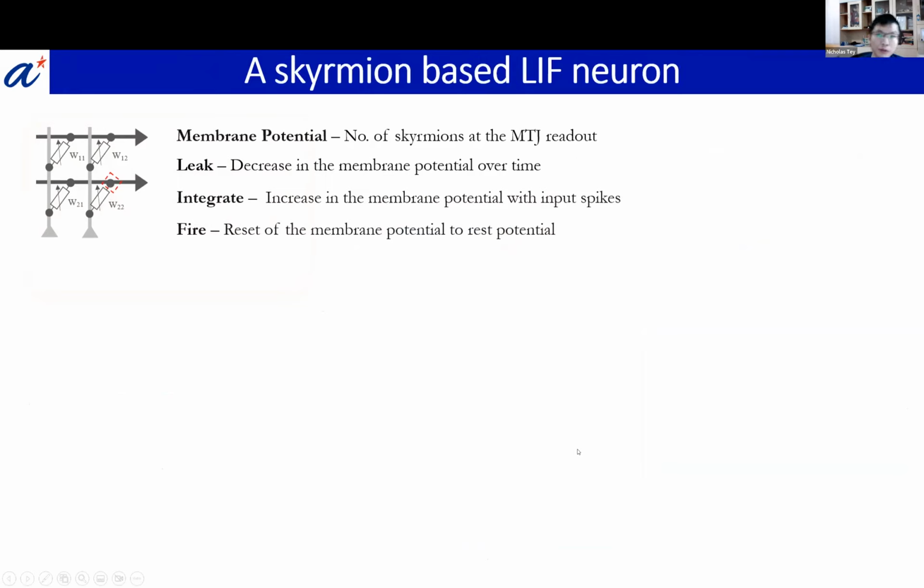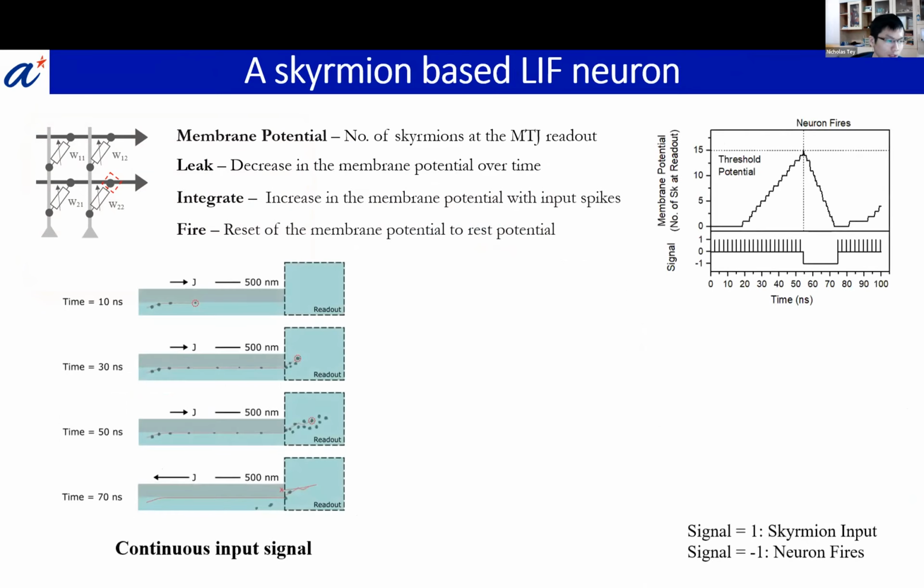So the next thing we want to do is to introduce our LIF neuron. Here we have mumax simulations showing how the magnetic textures evolve over time when we pulse a current through the track. Skyrmions are artificially inserted at a periodic rate into these simulations, and we first define a few terms as shown here. The membrane potential of a neuron refers to the number of skyrmions at a readout. A signal of 1 refers to a skyrmion input, and a signal of -1 refers to the firing of the neuron. The neuron fires once the membrane potential reaches a given threshold, and in this case, the threshold has been set at 15 skyrmions at the readout.